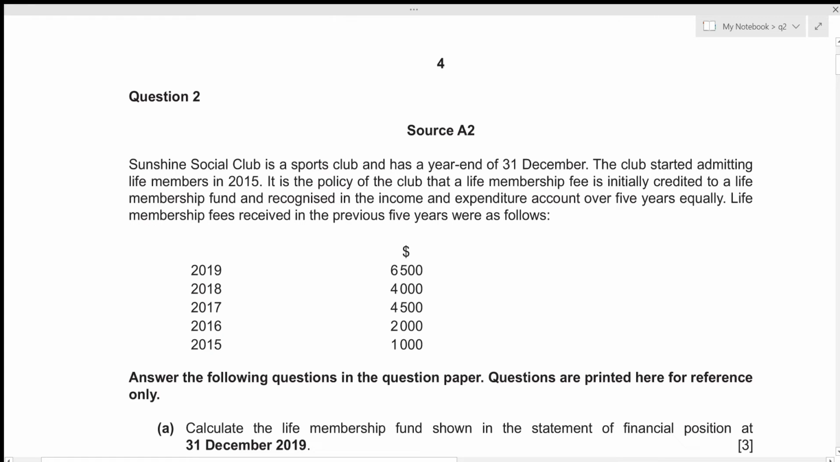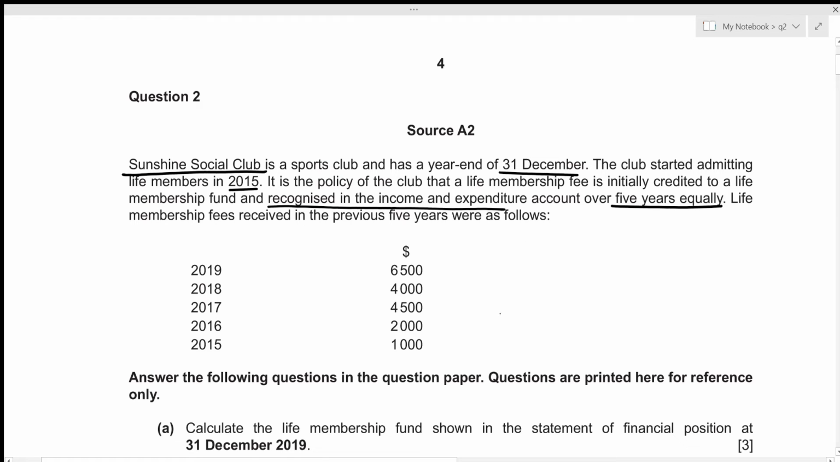Sunshine Social Club is a sports club and has a year end of 31st December. The club started admitting life members in 2015. It is the policy of the club that a life membership fee is initially credited to a life membership fund and recognized in the income and expenditure account over 5 years equally. Life membership fees received in the previous 5 years were as follows.